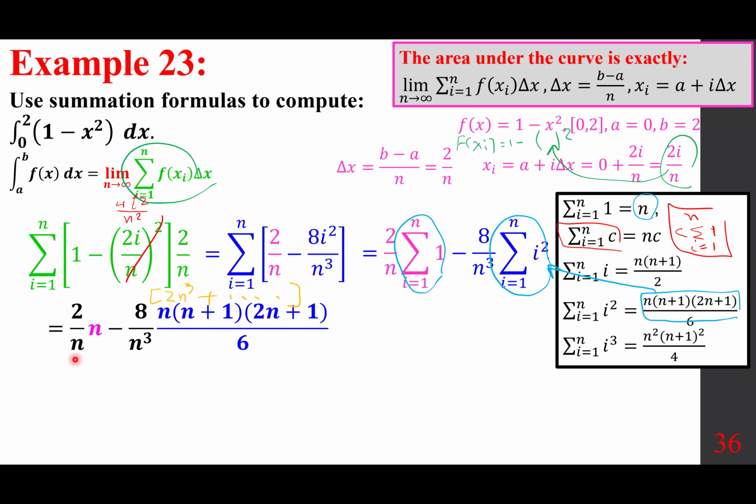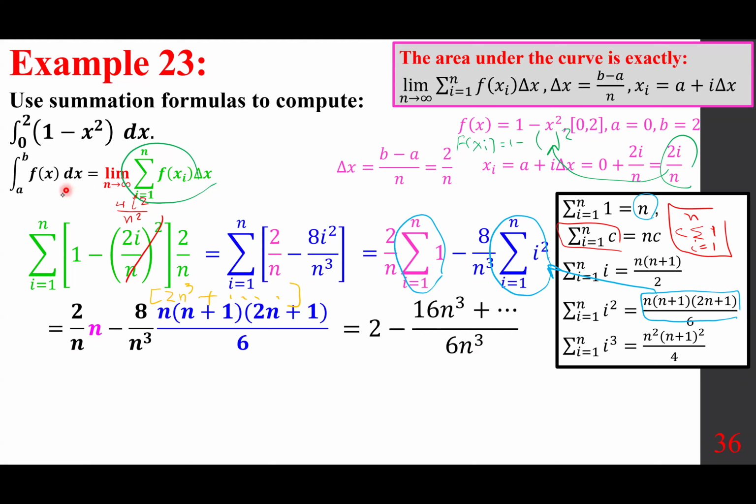So this simplifies to 2. This simplifies to 8 times 2, 16n cubed, and the rest of them. And again, it doesn't matter what the rest of them are. Why is that? Because I'm going to put this into the limit. Now this, I'm going to take a limit.